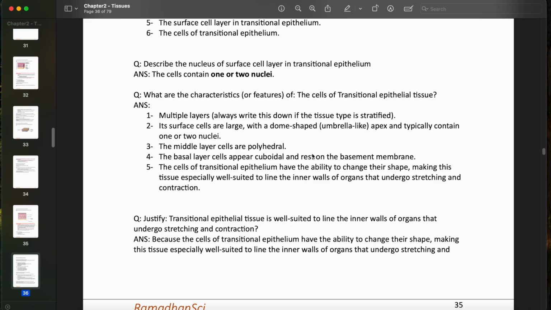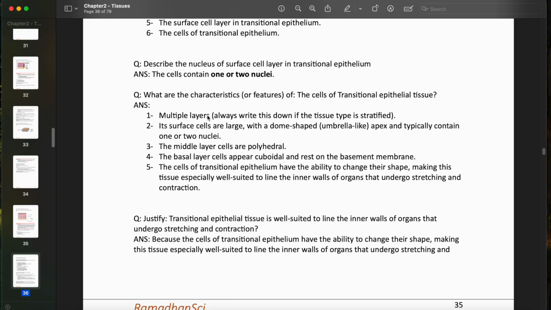What are the characteristics or features of these cells? Well, we already described everything. We said there are multiple layers, since we consider the transitional epithelium a stratified epithelium. So, of course, it's going to be multi-layered. Its surface cells are large, with a dome-shaped or umbrella-like apex and typically contain 1 or 2 nuclei. The middle layers are polyhedral, and the basal cell layers appear cuboidal and rest on the basement membrane. Do not forget this, okay?